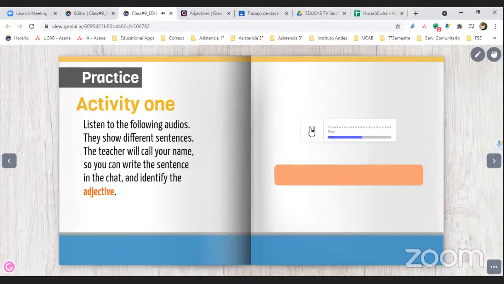Amanda is wearing a delicate shirt today.